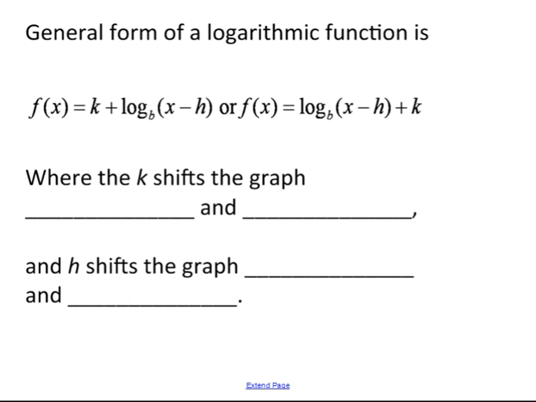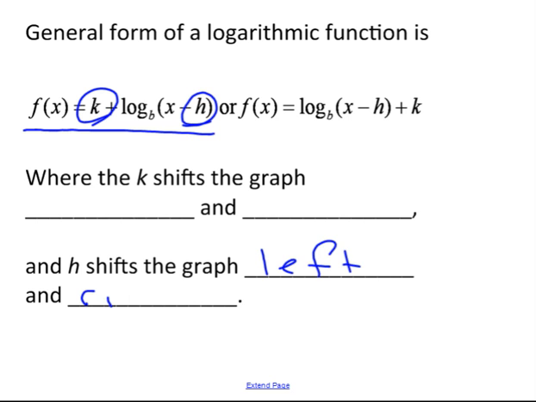So we write log functions in general: f of x is equal to k plus log base b of x minus h. Notice we still have the h and k. The h is going to shift us left or right, where the k is going to shift us up or down. The only thing different is occasionally we put the k in front and sometimes we put the k on the right hand side. So it doesn't really matter where you put the k, but it's still going to go up or down.